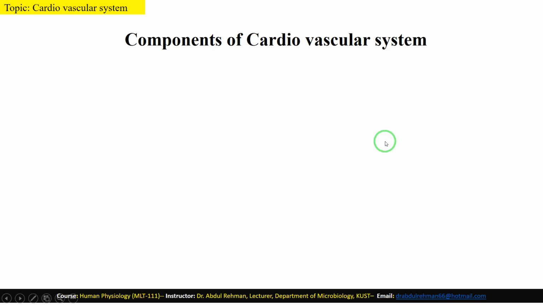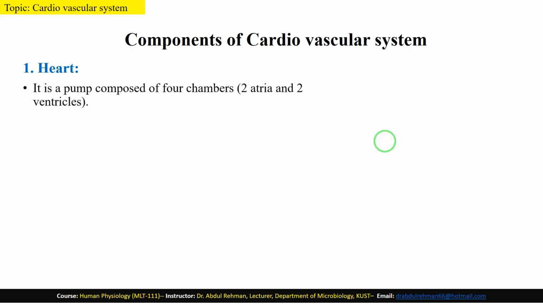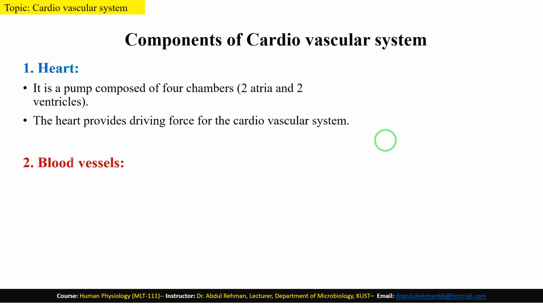Components of the cardiovascular system. The principal component of the cardiovascular system is the heart. It has four chambers, two at the upper portion called atria and two at the bottom portion called ventricles. The heart provides the force of distribution and is also termed the driving force for the cardiovascular system. What does it mean? It means that by pumping of the heart, the blood is distributed to all parts of the body. The second part of the cardiovascular system is blood vessels.